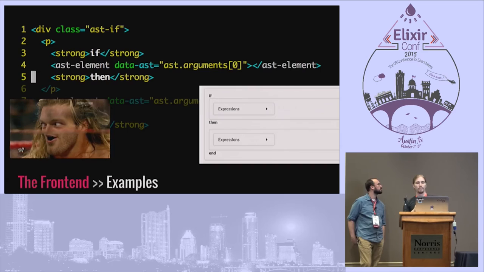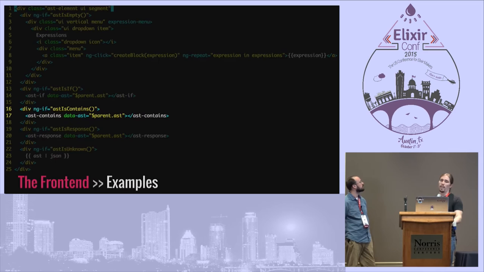So back in our AST element template on line 16, we're calling the function AST contains, and our AST is contains. If it returns true, it renders its template. By now, you probably noticed that we're just using the directives to pattern match based on what type of expression this AST node represents.